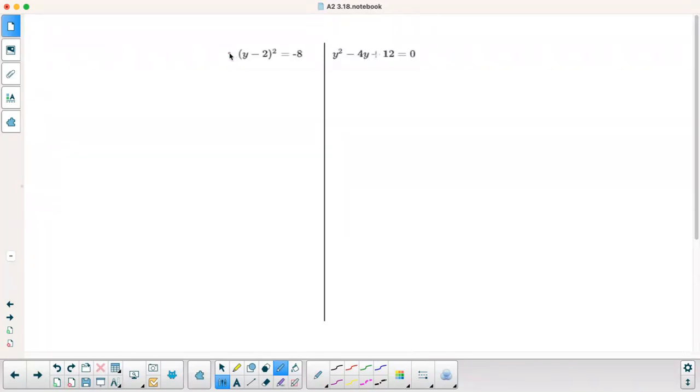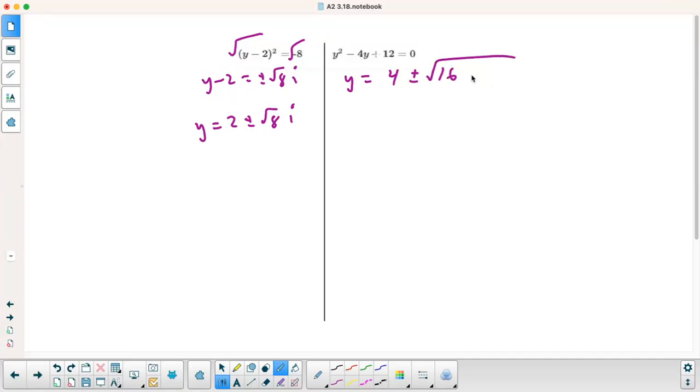So this one, I'm going to use square roots. This is going to be square root of 8i. Add 2 to both sides, so I get y equals 2 plus or minus square root of 8i. Over here, you could go quadratic formula. So y equals negative b, so it'd be negative 4 plus or minus the square root of negative 4 squared, 16, minus 4 times 1 times 12, all over 2 times 1.